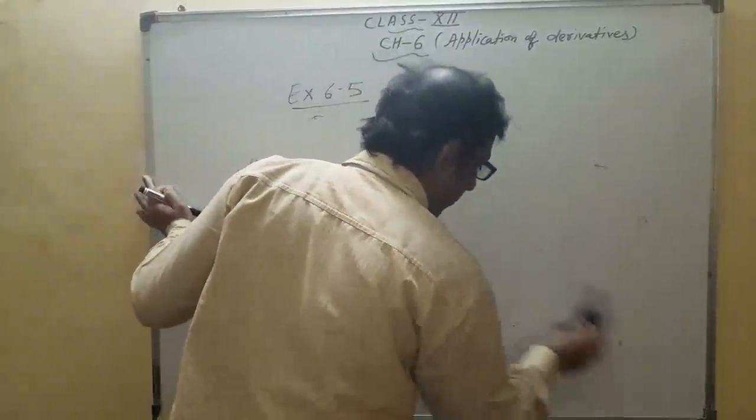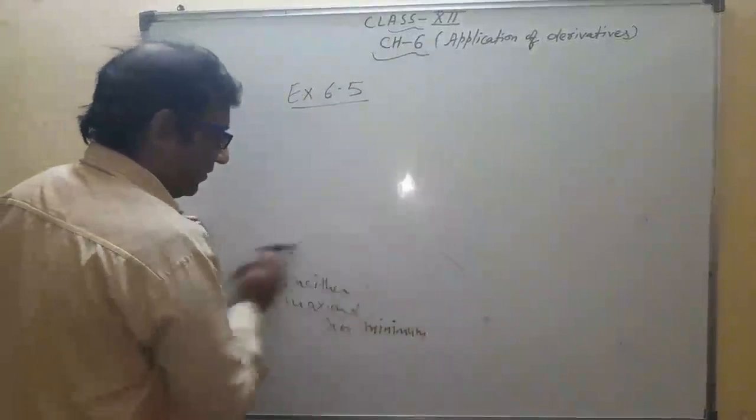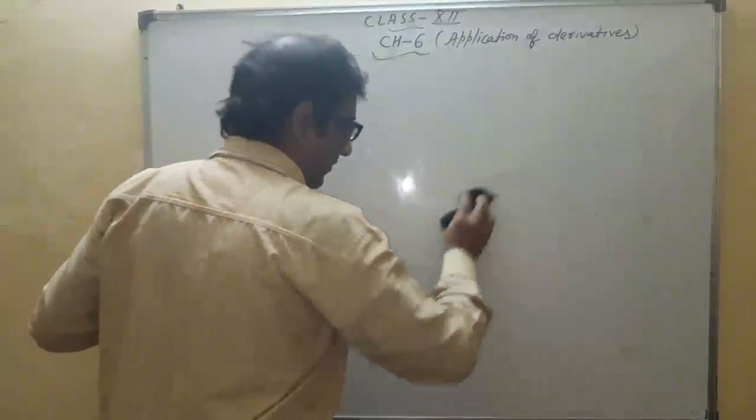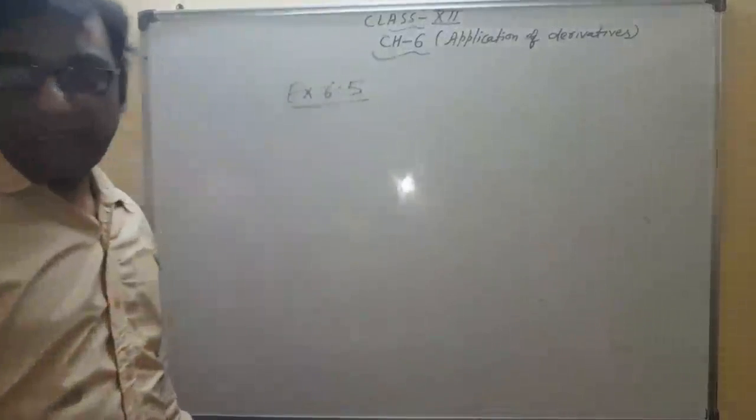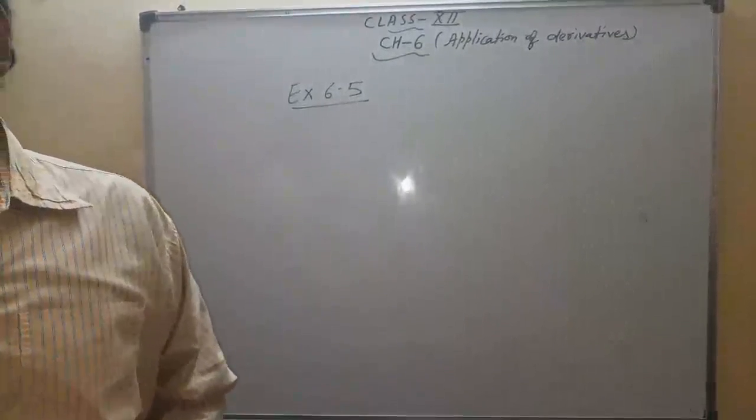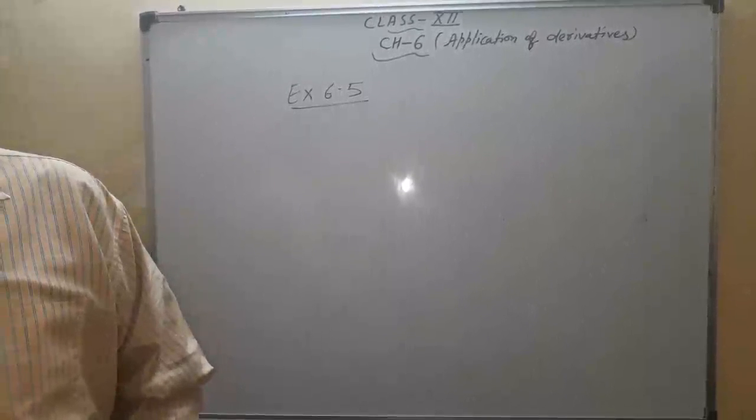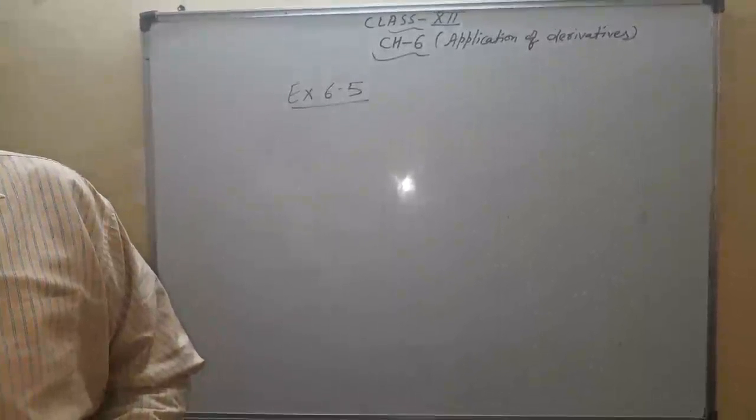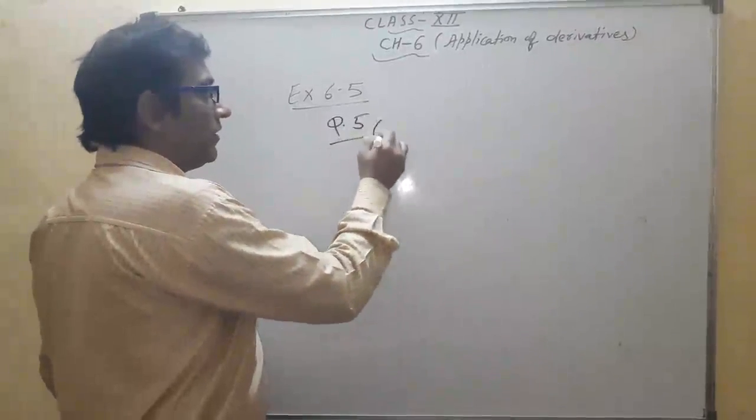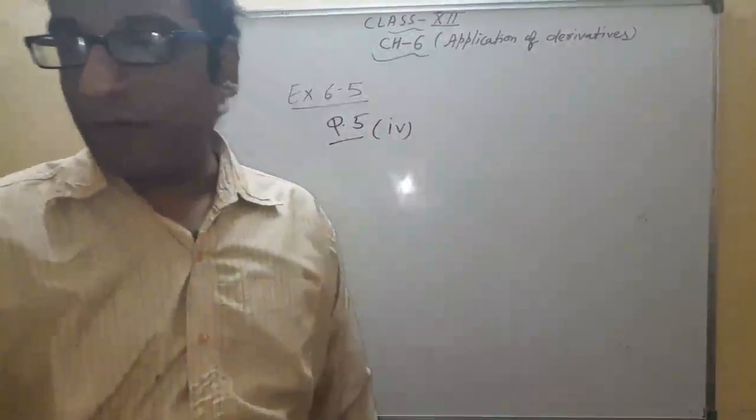How can we solve such a type of question? The procedure is the same. There is a little change in calculating the value of absolute maximum and absolute minimum. So this time I am taking question number 5, and I am taking the 4th part related with absolute maximum or absolute minimum.